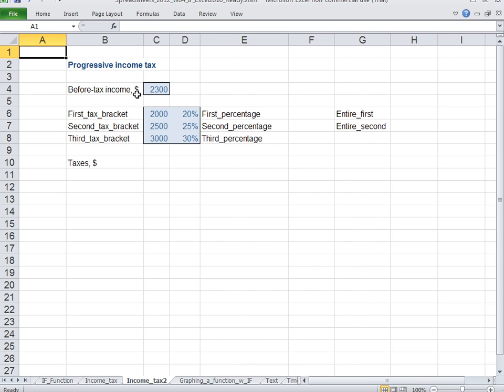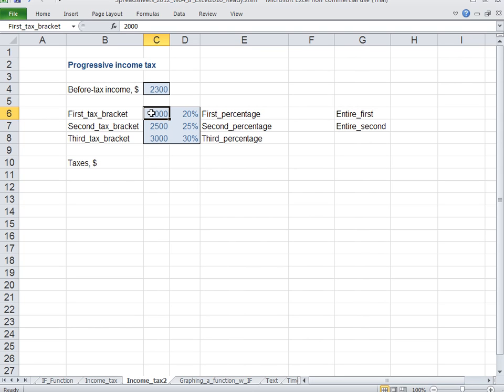And let's consider one of those. Let's say that our before-tax income is $2,300. And now we consider a more common tax system, which is called progressive income tax. In that case, the bigger your salary is, the bigger is the tax percentage that you apply. So, for instance, if your income is 2,300, you have to consider the first tax bracket, as it's called.